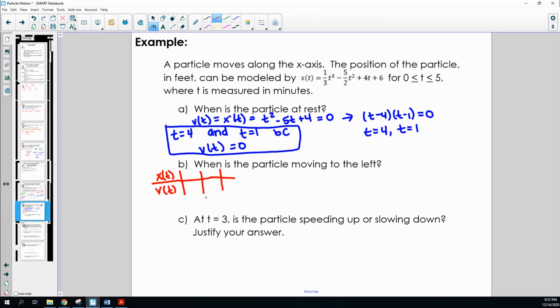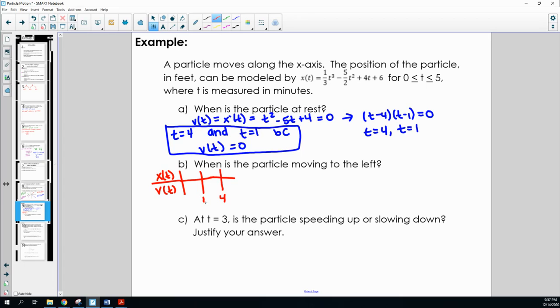So we have 1 and we have 4. So I don't really care about the top piece. I don't care if it's increasing or decreasing the position. I care about the velocity sign. So I could fill in the top with arrows, but I'm just going to really focus on the bottom here.